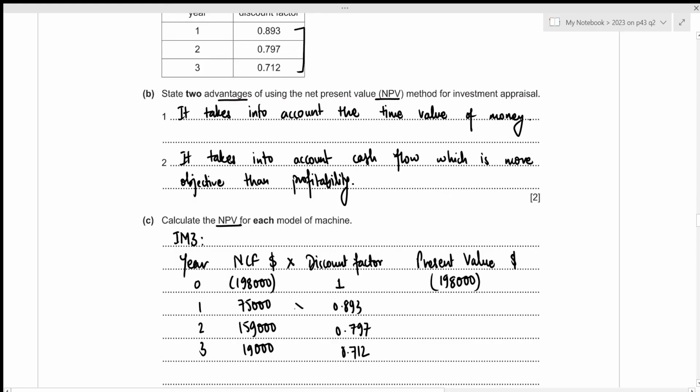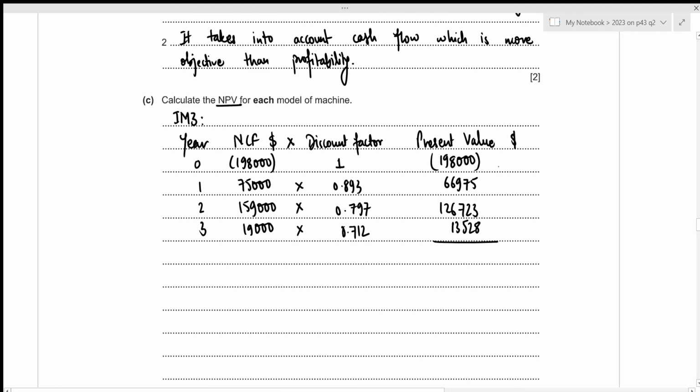For year 1, that's 75,000 times 0.893, which results in the value of 66,975. For year 2, that's 159,000 times 0.797, which results in 126,723. And for year 3, that's 19,000 times 0.712, which results in 13,528. Now we need to figure out the net present value by adding all of these present values. So that's minus 198,000 plus 66,975 plus 126,723 plus 13,528, which results in positive 9,226.